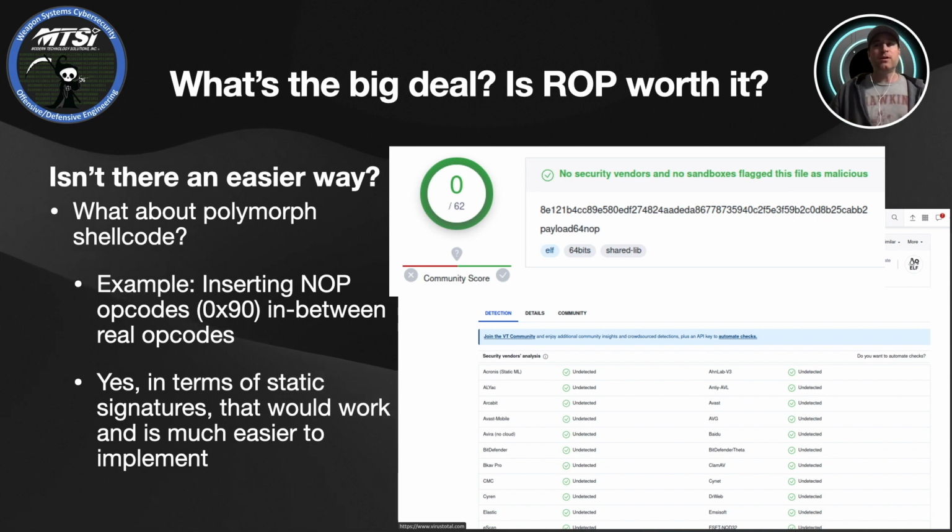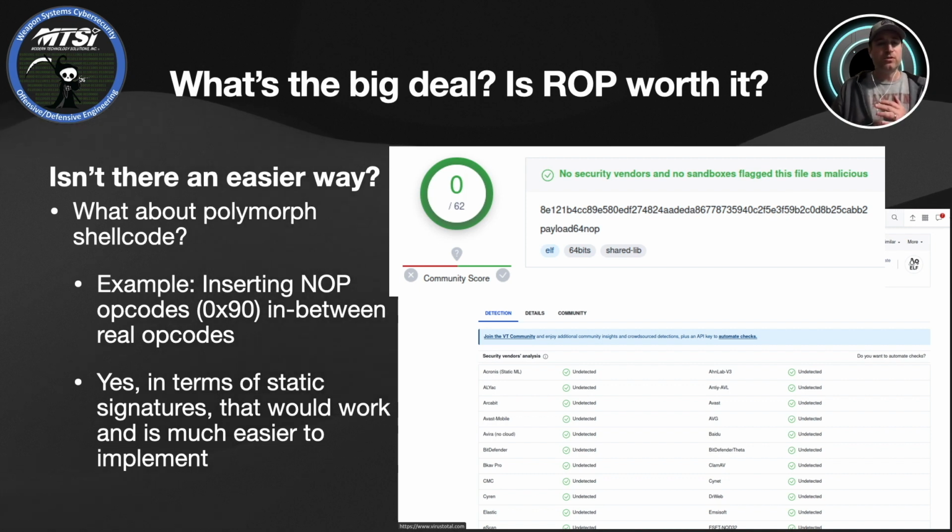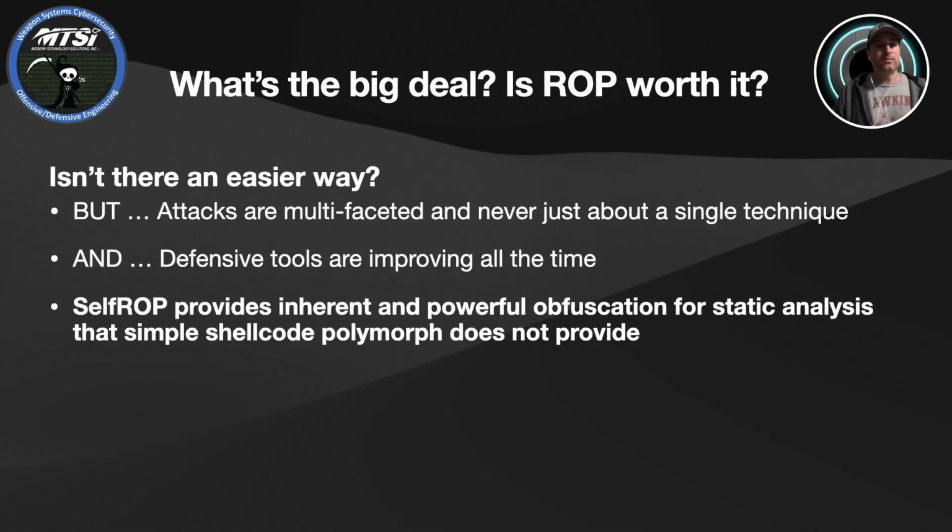And to some extent, you are absolutely correct. I did that exact same thing. I took the code from the Metasploit binary and I altered it to add in some NOP opcodes. Those are basically do-nothing operations in between all the real opcodes. And I took that binary and it was still functional. It still did a reverse shell, but I threw it up to VirusTotal. And what did it show? It showed 0 detections. So yes, in terms of static signatures, altering the bytes of a shellcode would work just as well as ROP and would be much easier to implement.